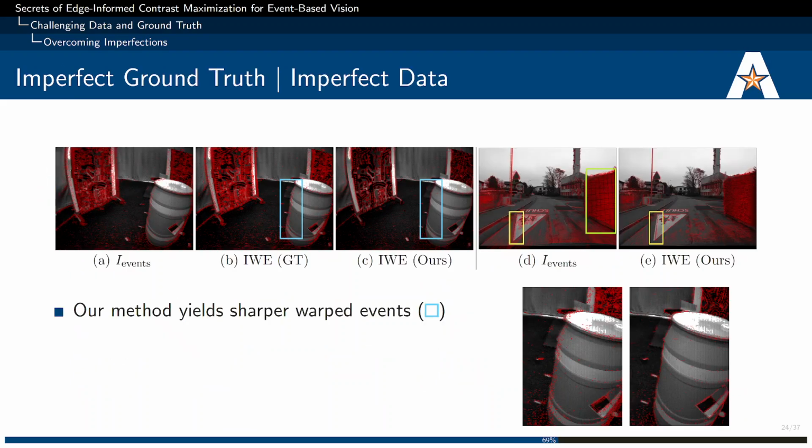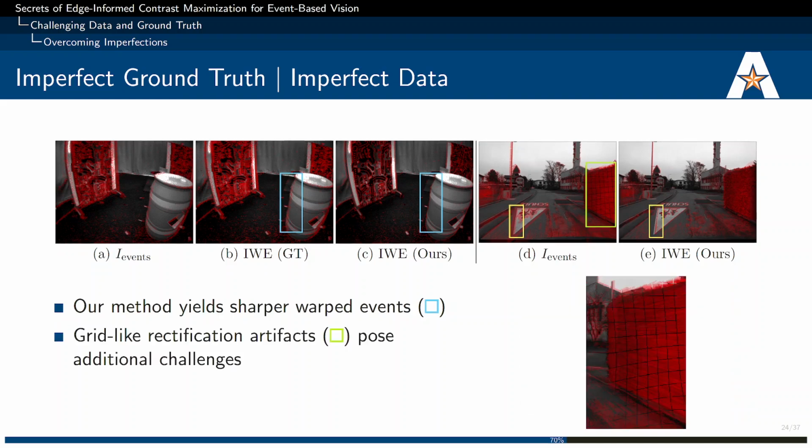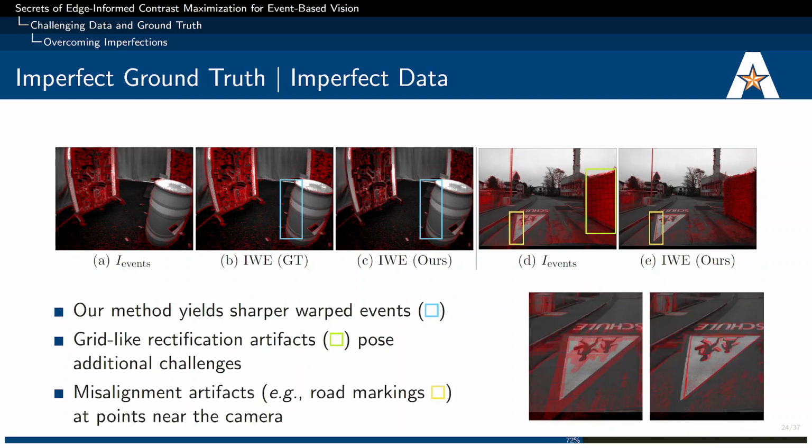We evaluated our framework on multiple real-world datasets such as MVSEC and DSEC. However, imperfect ground truth and misalignment issues pose significant challenges. In the MVSEC dataset, our method produces sharper IWEs compared to those derived from ground truth flow. In the DSEC dataset, rectification artifacts and registration artifacts, particularly at points near the camera, are observed. Despite these challenges, as can be seen, our method consistently yields sharp IWEs.